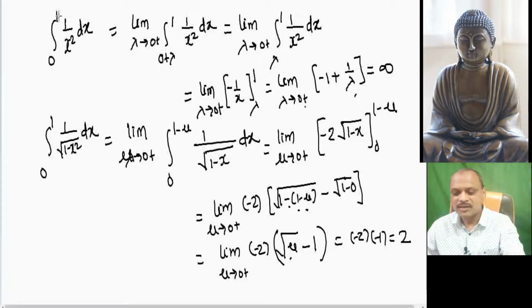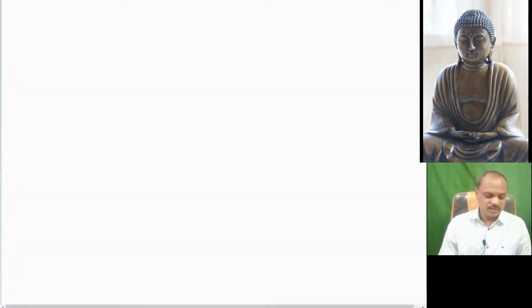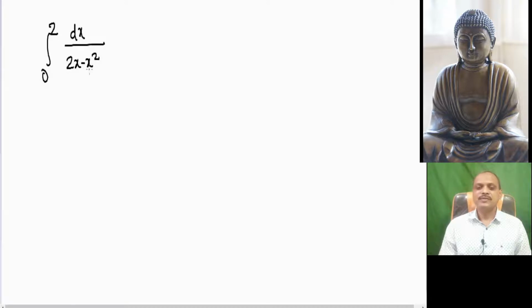Now we consider another improper integral having discontinuity at both ends, dx divided by 2x minus x square, from 0 to 2. When we put x equal to 0, we have infinite discontinuity. When we put x equal to 2, 2 into 2 is 4, 4 minus 4 is 0. So both ends have infinite discontinuity. Therefore, by definition we divide this range 0 to 2 at a point, say 1. So we divide this range into 0 to 1 and 1 to 2.